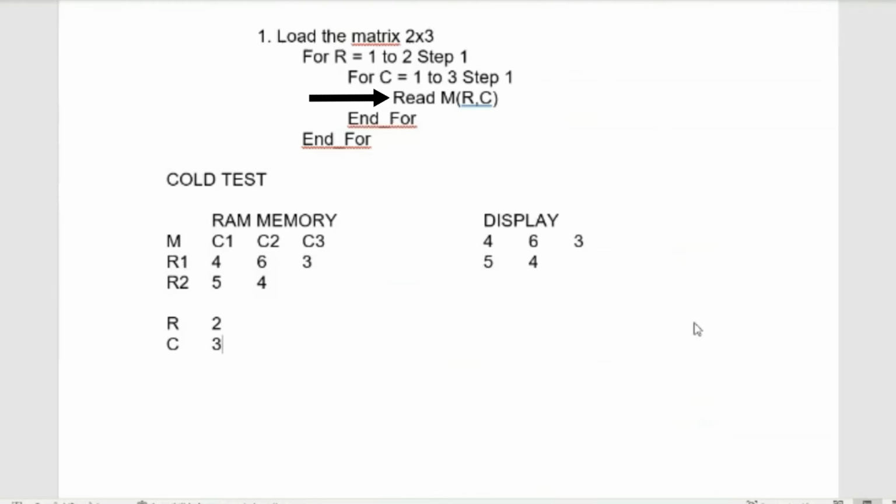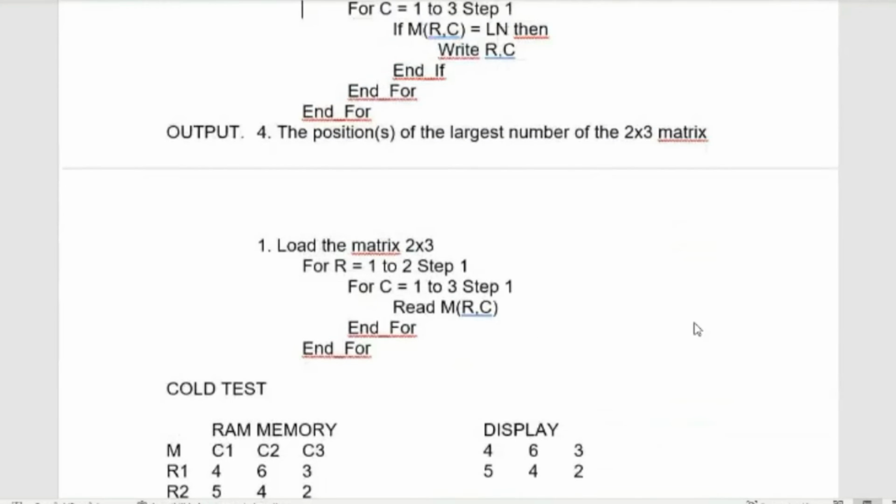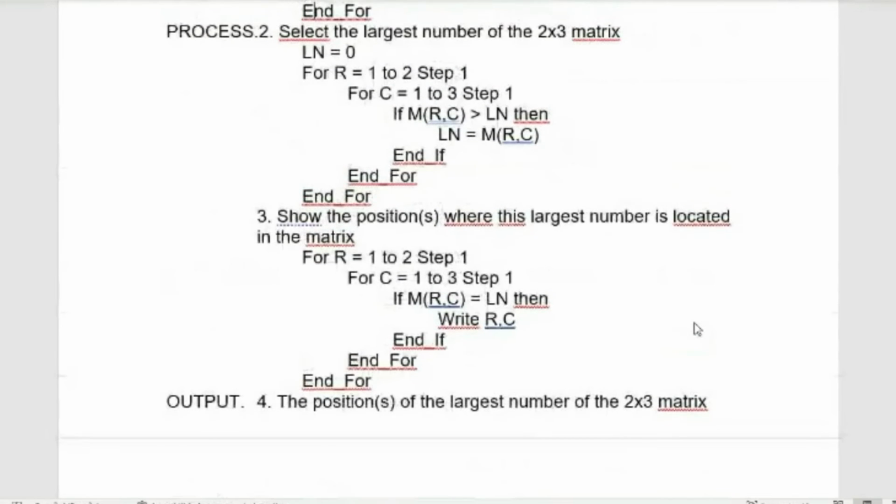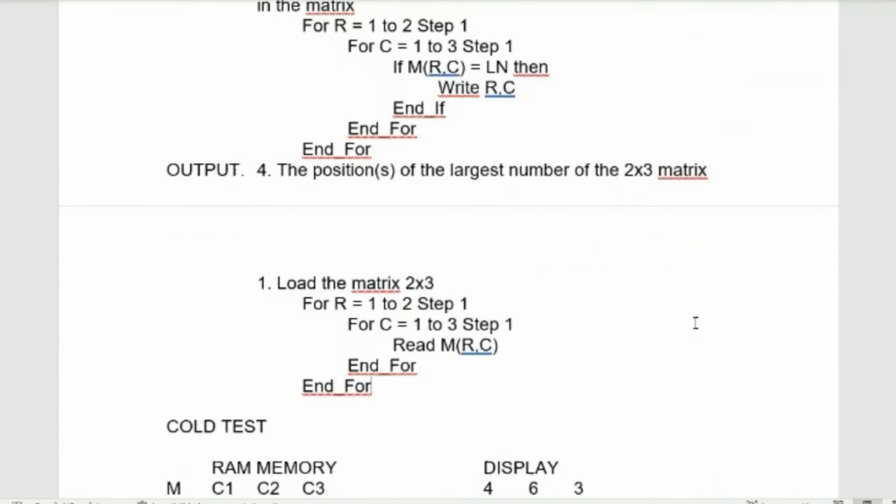Read a number and store it in the matrix row R, column C. Suppose you receive a number 2. So this number 2 is coming here to row number 2, column number 3. Right? Okay. Step number 1 is finished. So we are going to check step number 2. Again, we are going to copy because I think it is very easy for you to understand this concept, right?